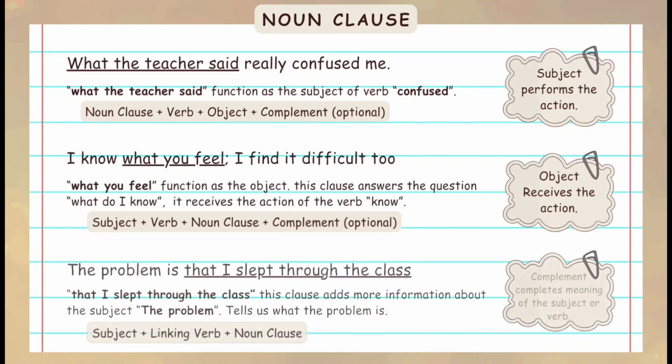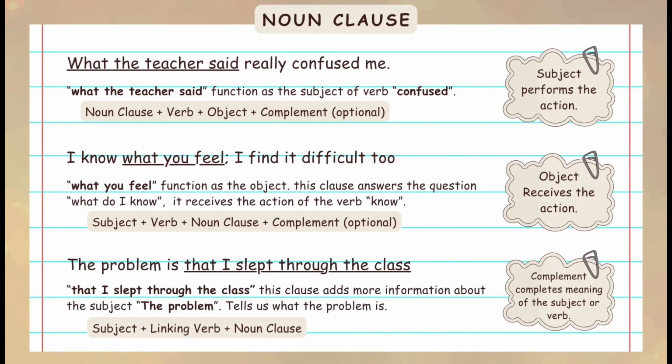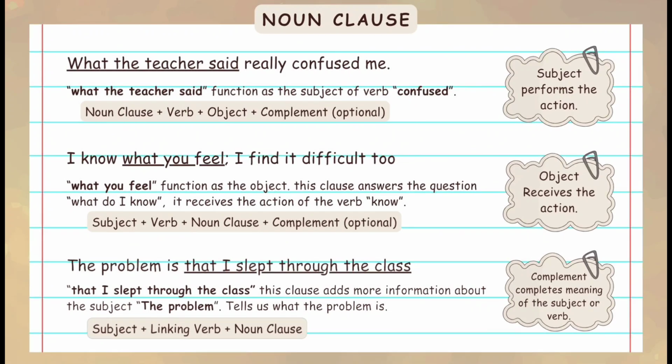Now let's see the last sentence. In the sentence, the clause that I slept through the class is the noun clause as a complement. It is because this clause adds more information about the subject, the problem. Or we can say this clause tells us exactly what the problem is. So the structure will be subject plus linking verb plus noun clause.